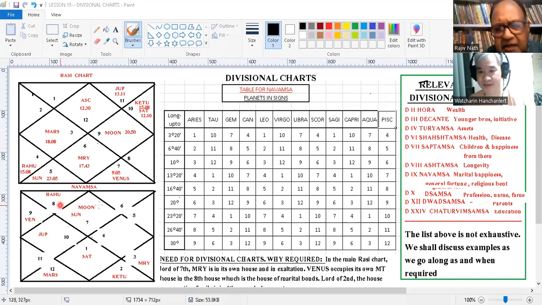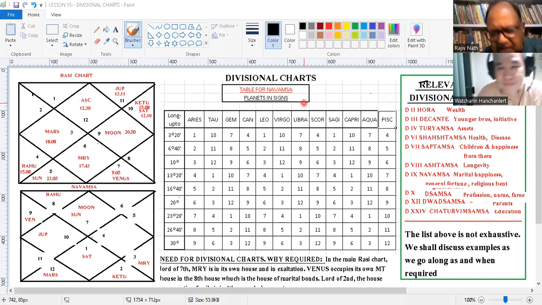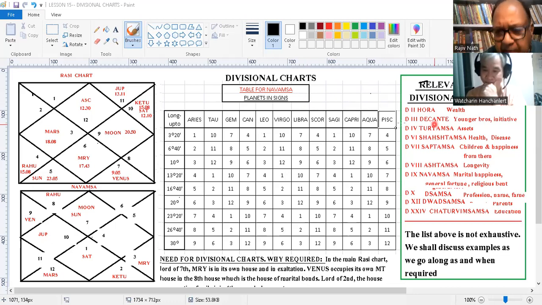This is D9. Navamsa is D9. As an example, I have taken Navamsa because it is supposed to be the most important divisional chart. If you want to construct it manually, you don't need to, because these days the software gives you everything. But if you have to construct, say, a D8, then what do you do? In that book, all the tables are given.